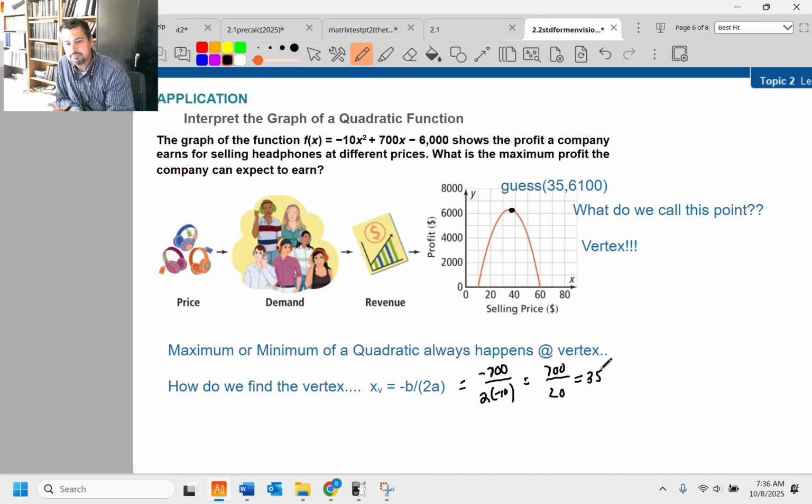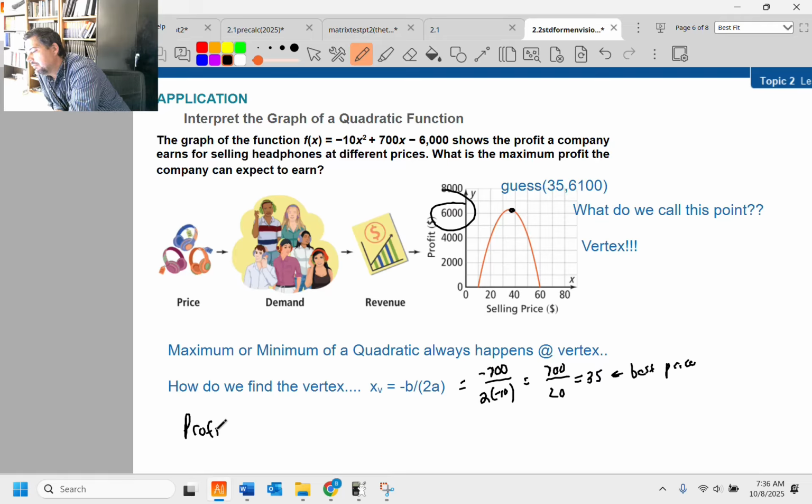Okay? Now, this is the max price. This is the best price. The question wasn't the best price. The question was about profit, right? So to find the profit, we plug or substitute the price in.